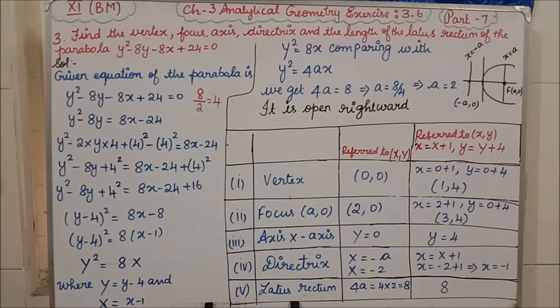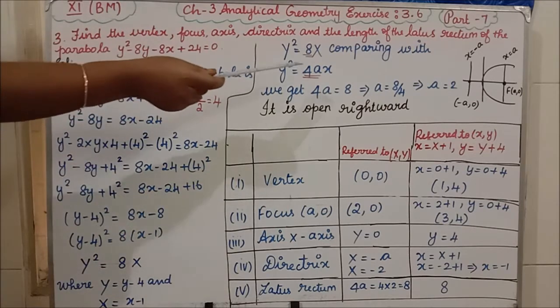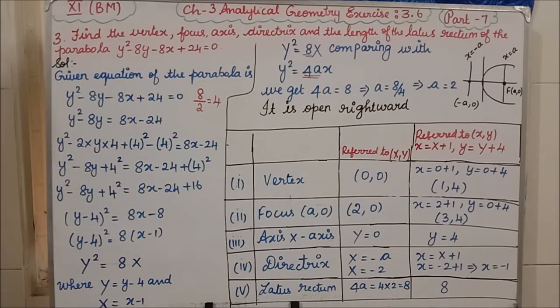Now why we are writing like this: y square equal to, now what, positive it is coming. Positive means, which side will the parabola be facing? Yes, it will be facing the rightward side. So see, I have written y square equal to 8x. Comparing with y square equal to 4ax, that is the general form of the open rightward parabola.